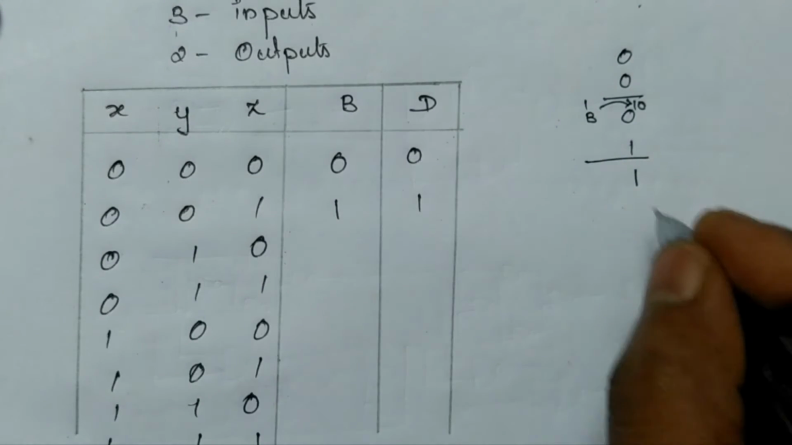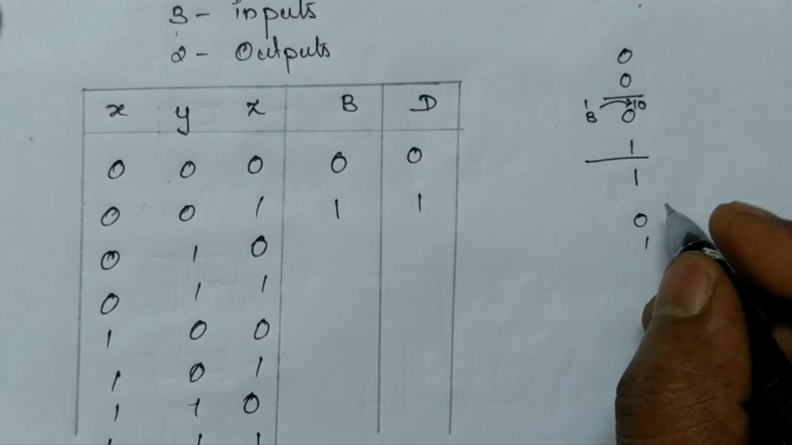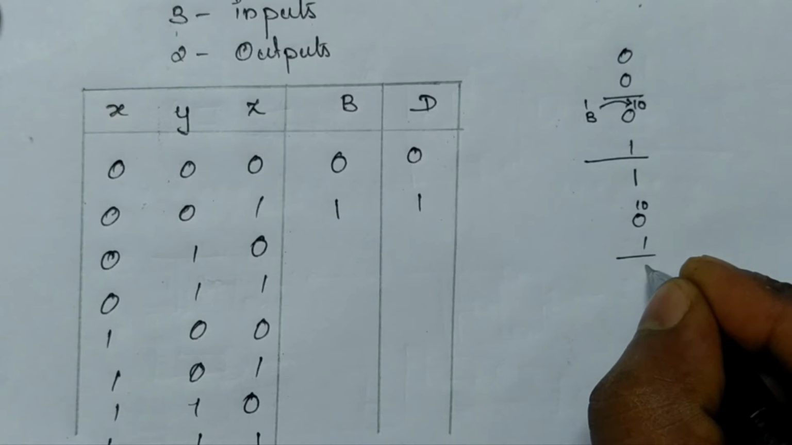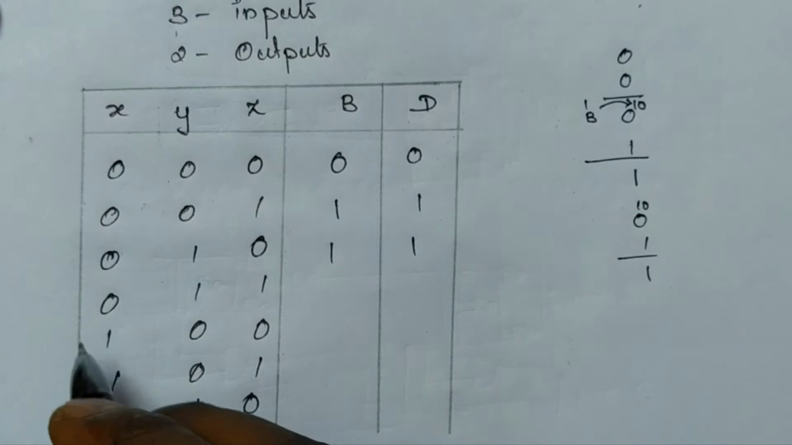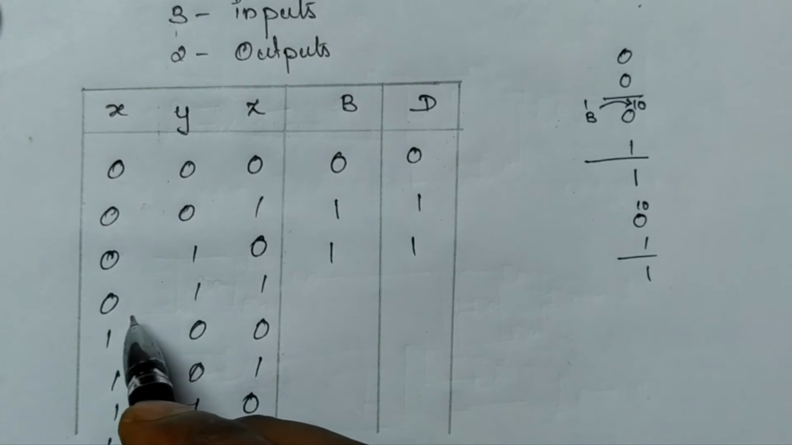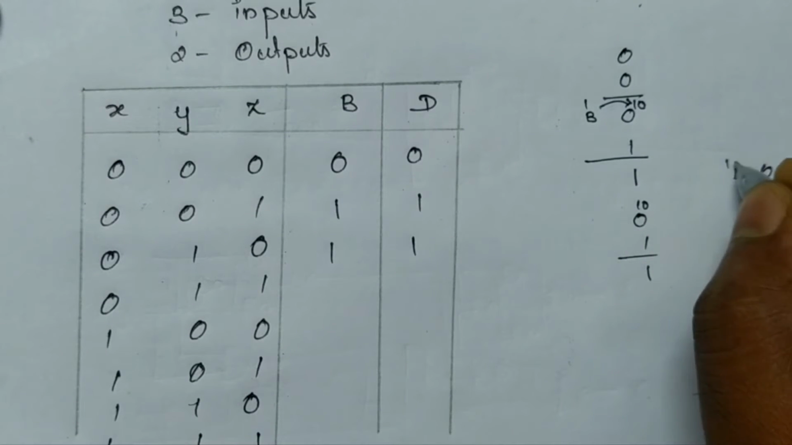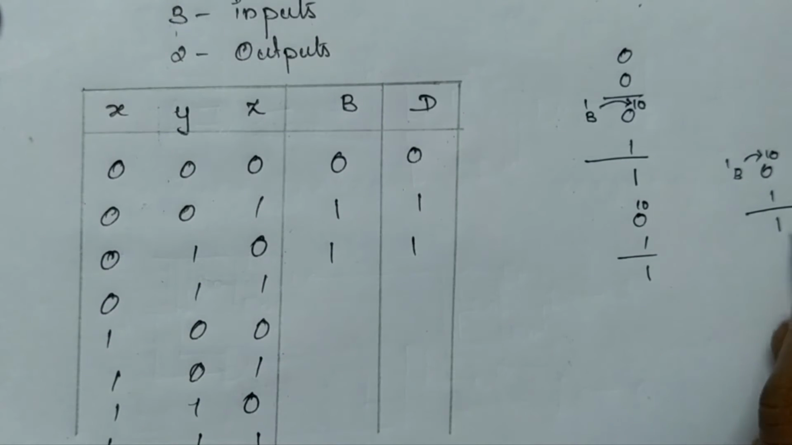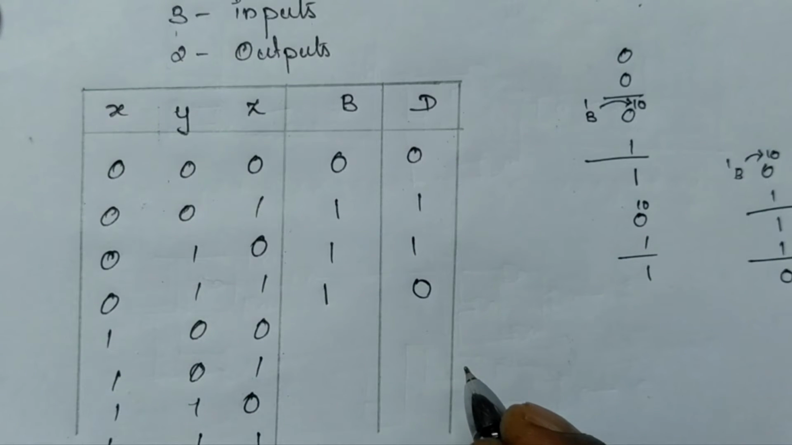Likewise here, 0 minus 1 we cannot subtract. Therefore we need to borrow 1. If you borrow 1, the value is equal to 1 0, therefore 1 0 minus 1 1 gives difference 1, borrow also 1. Likewise for the next condition 0 1 1: for 0 1 we need to borrow 1, so we will have the value 1 0. 1 0 minus 1 1, again we are having 1, therefore 1 minus 1 is 0, so borrow is equal to 1 and difference is equal to 0.